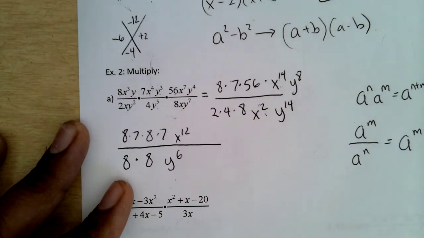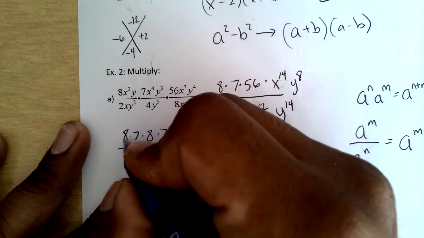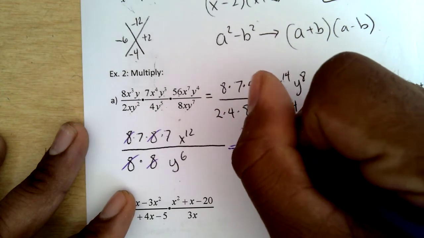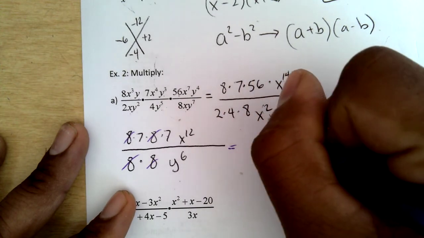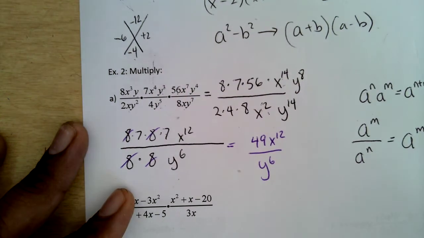All right, I'm going to take care of my numbers here. Again, we could have dealt with these numbers in a different way, but I kind of set it up so that I saw I have a bunch of 8s. And now what we are left with is 49 x to the 12th, y to the 6th.